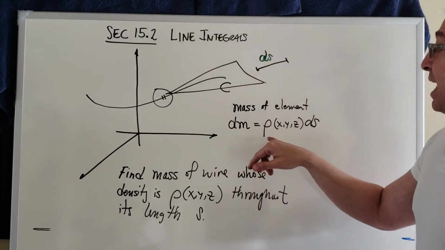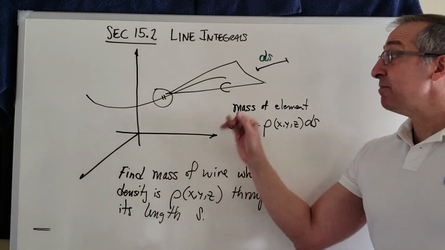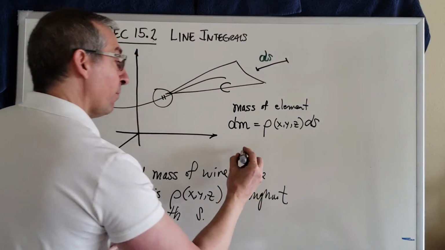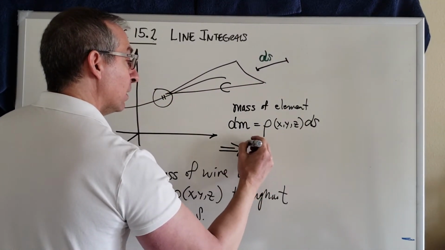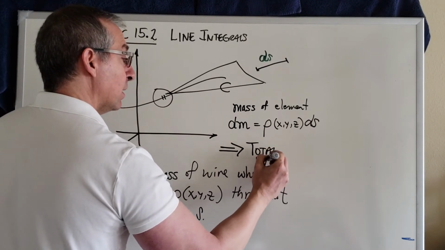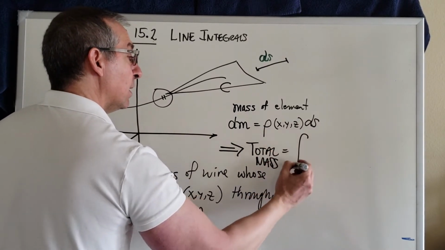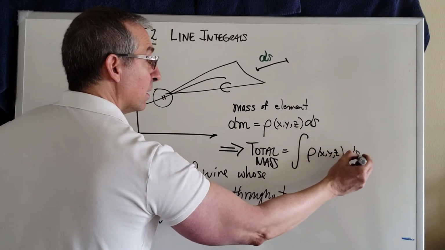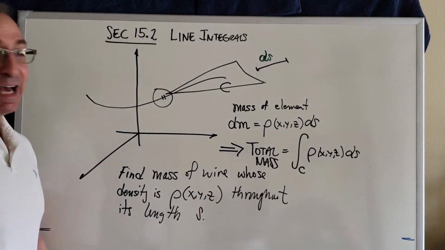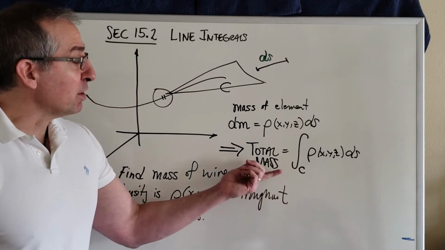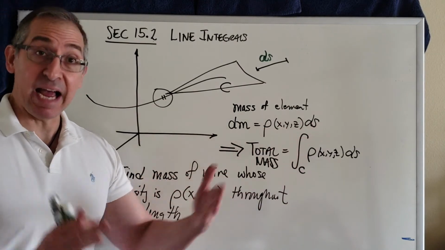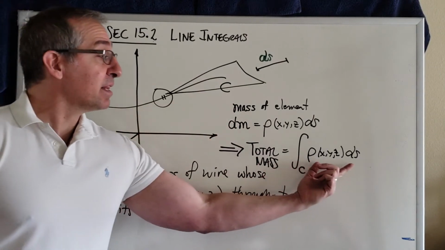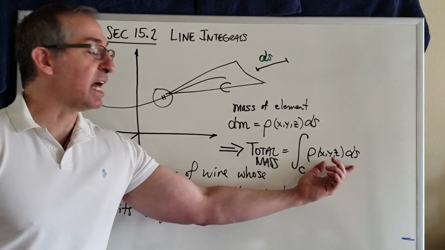All right, so I want to add up all of those elements now, and that'll give me the mass of the entire thin wire. And so therefore, total mass. Okay, look at the marking now. It's a little bit different than what we've done before, right? So the total mass is given by the sum of all of these elements as they range over the entire curve C. Okay, gang, that's what a line integral is. Okay, we call this a line integral.